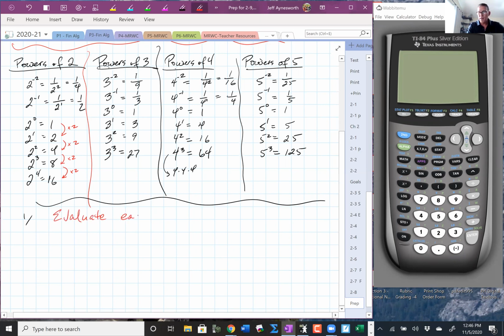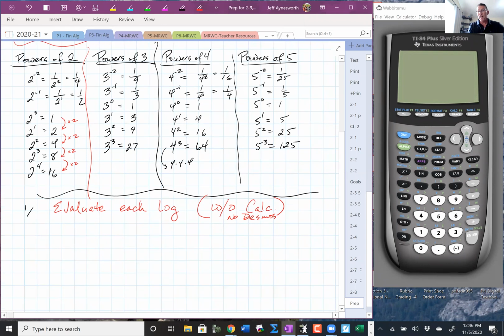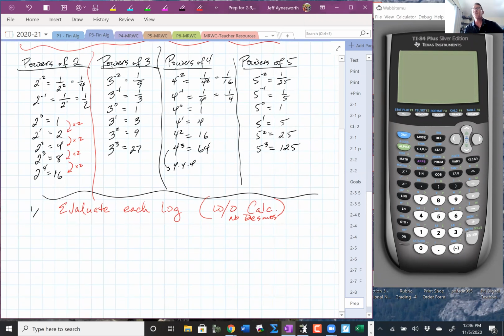Evaluate each logarithm. In these first examples, we're not going to use a calculator, so without a calculator. No Desmos, no TI-84, no scientific calculator, okay? The only thing you need to use is what you saw above right there. The only thing you need to know to evaluate each of these logs is the powers of 2, 3, 4, and 5. And you have to know how to switch from log form to exponential form.